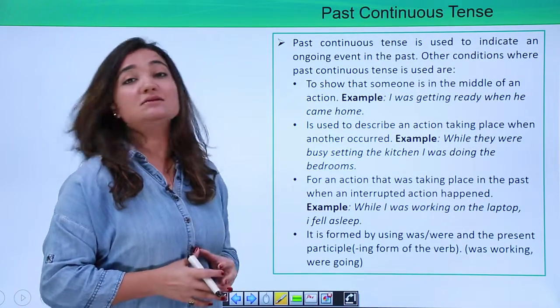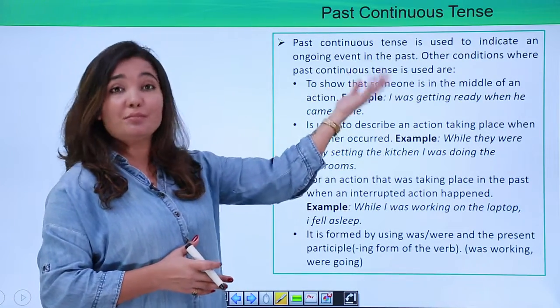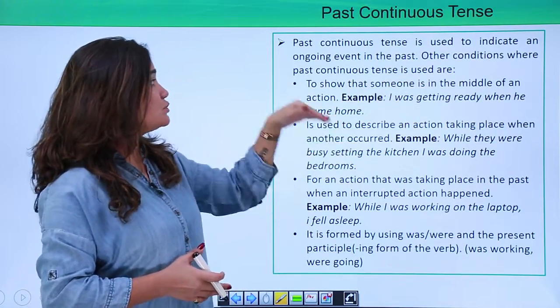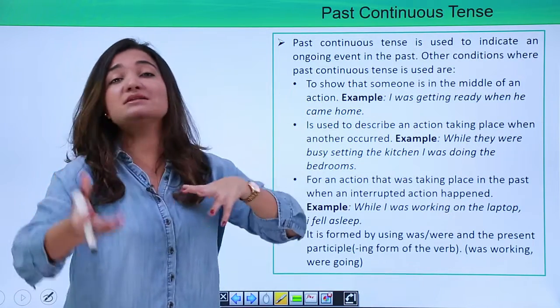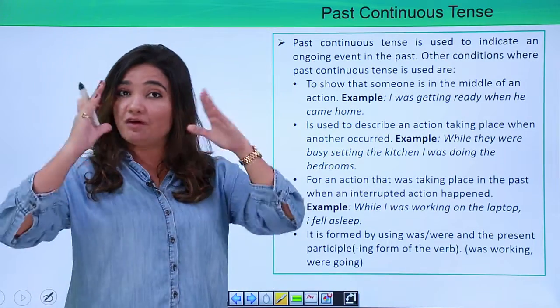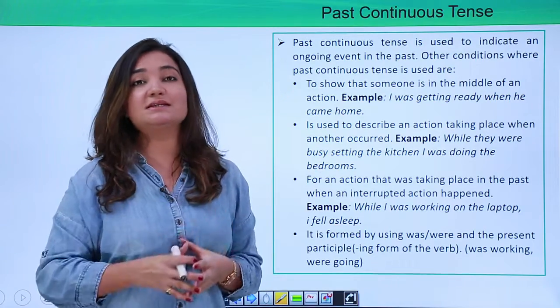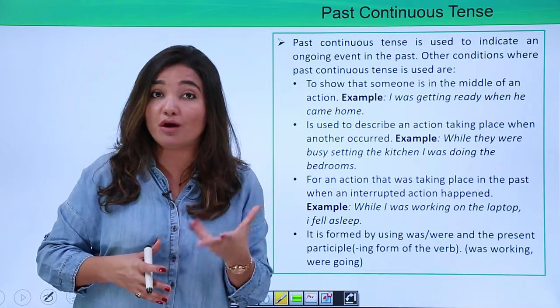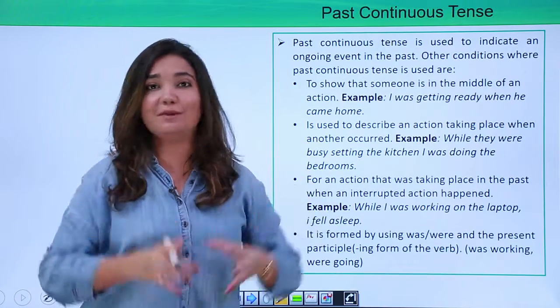Past continuous tense is used to indicate an ongoing event in the past. There are multiple conditions where you can use it. So one thing that you need to make very clear in your mind is that the continuous form of past tense will tell you about a particular work that has been happening, that has continued over a period of time in the past.